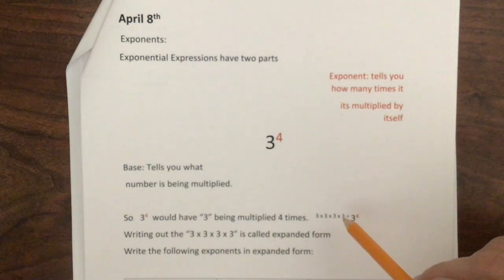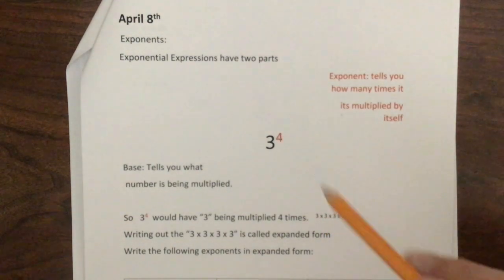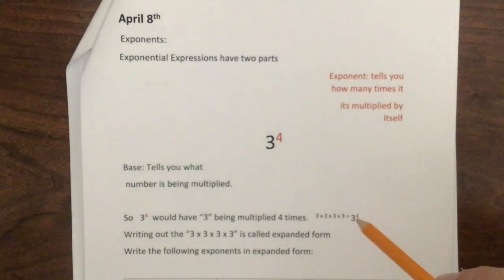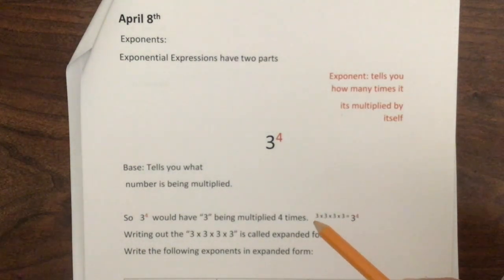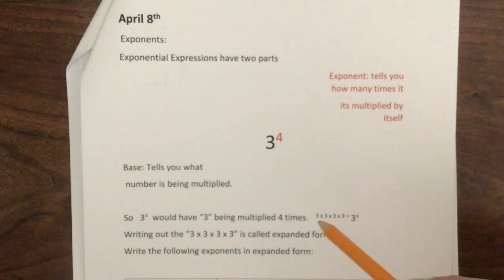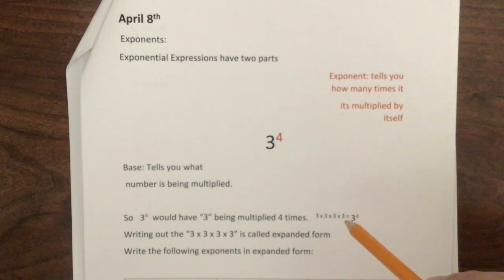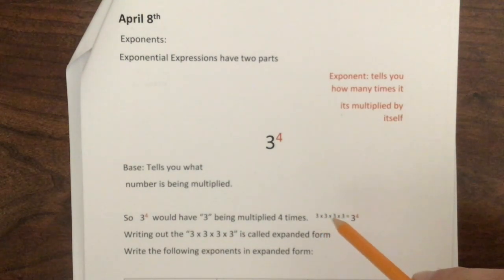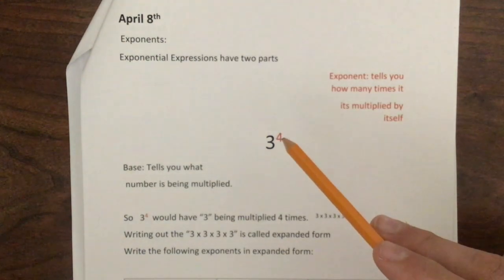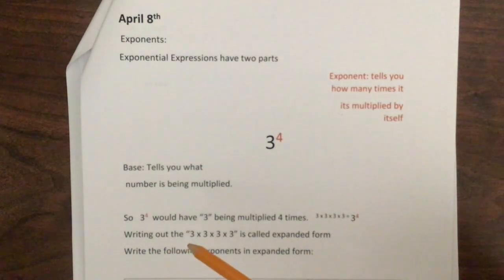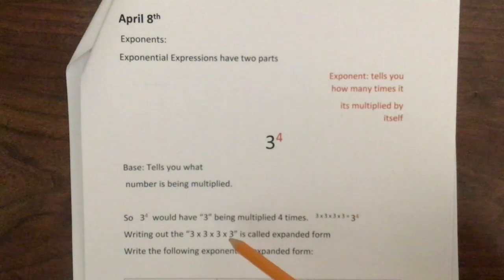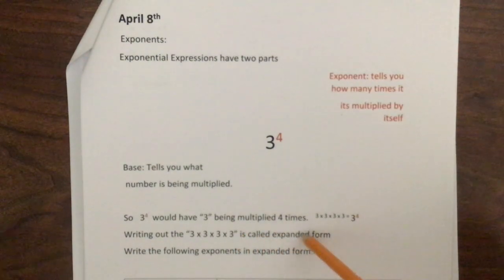1, 2, 3, 4. There's 4, right? That is what 3 to the 4th is. You'll notice that it's the same number being repeated. 3, 3, 3, 3. How many times is it repeated? That's what this little number is, okay? So writing out 3 times 3 times 3 times 3, that's the expanded form.